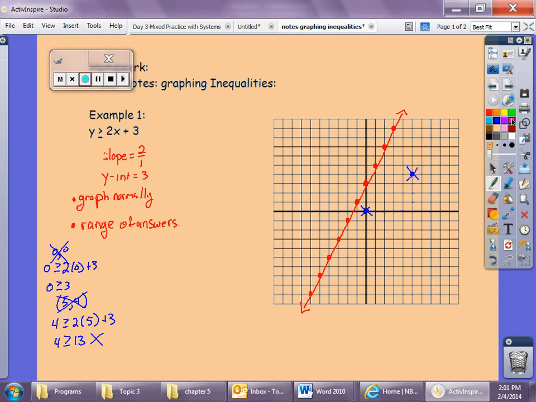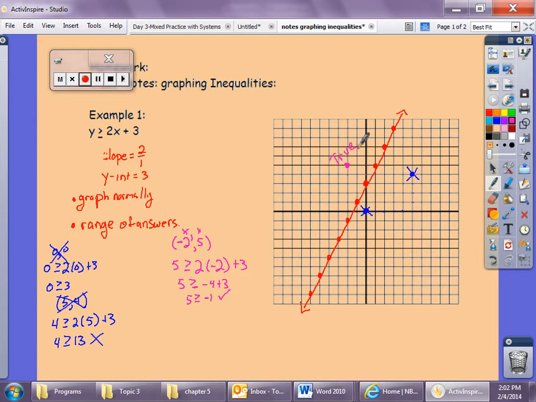What if I try a point over here? This is the point negative 2, 5. So we plug 5 in for y. Is 5 greater than or equal to 2 times negative 2 plus 3? Remember, this is my x, this is my y, we're just plugging them in. Is 5 greater than or equal to negative 4 plus 3? Well, 5 is greater than negative 1. That's true.